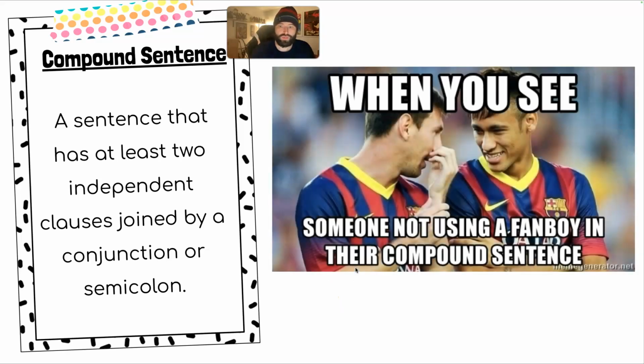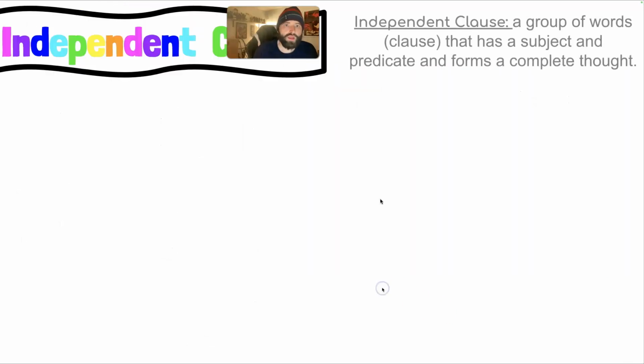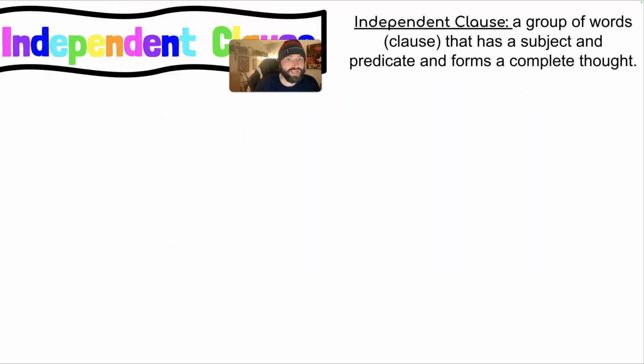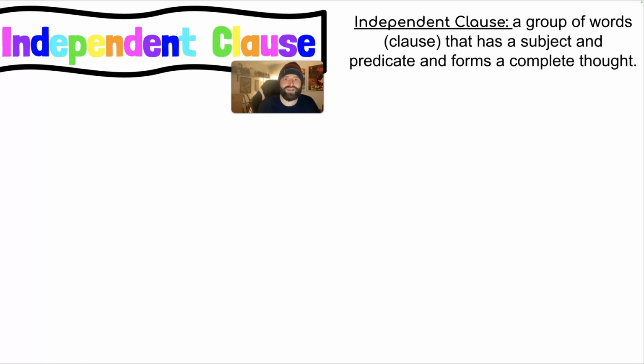Okay, so when you see someone not using a fanboy in their compound sentence, again, my grammar humor, I know, very cringe. So, an independent clause, as we've already learned, right? Because we've learned this, we're working backwards, right? We've learned how to fix, hopefully, run-on sentences, and now we're giving it names. So hopefully this goes super quickly for everyone. I'm really, really hopeful that we just get compound sentences quickly.